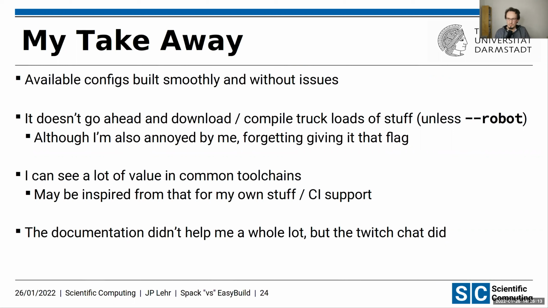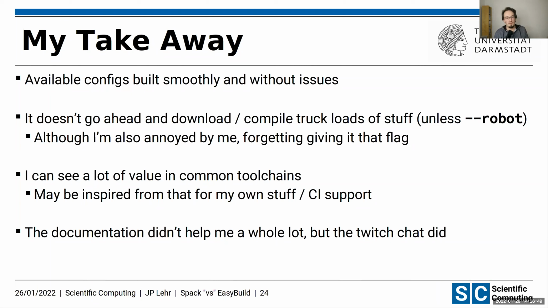If you leave these roads, I'm not completely sure. What I liked is that it doesn't go ahead and download everything if you don't give it --robot. But as I said, I'm also kind of annoyed by me forgetting about the --robot. So, and I can see a lot of value in these common tool chains that I found in the documentation, which actually inspired or pointed me to what I think I want to do in our CI stuff as well, basically defining sort of common tool chains and potentially even using EasyBuild or Spack to test these things in our CI.